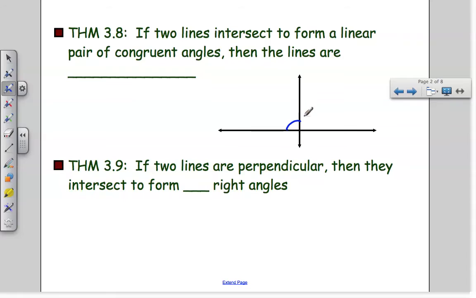So these two angles are congruent. A linear pair of congruent angles. What do you know about these lines? Wait a second. If these two angles are congruent, I could call this x, and then since they're congruent, I could also call this x. Well, what do you know about any two angles in a linear pair? What do you know about these angles marked x and x? If they're on a line together, they should add up to 180 or be supplementary.